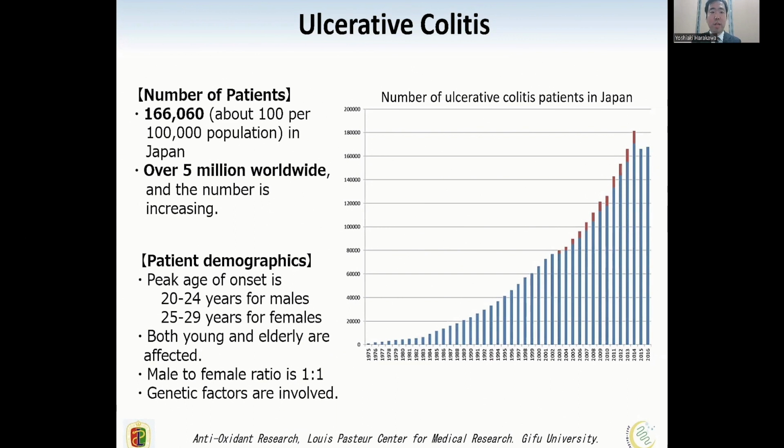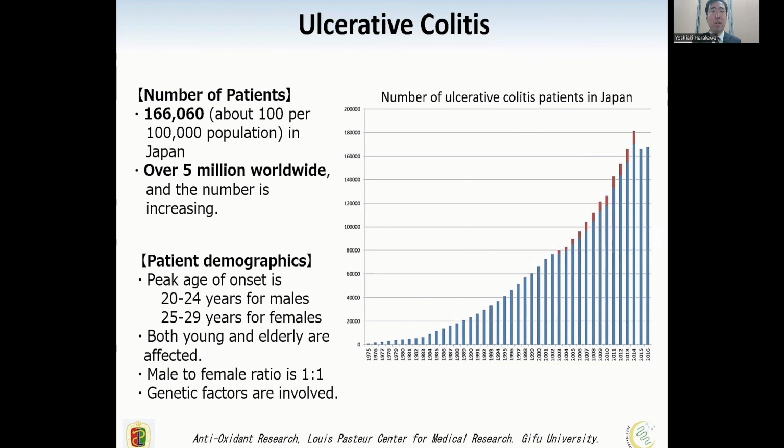The number of patients with ulcerative colitis is currently estimated to be more than 160,000 in Japan, which is about 100 patients per 100,000 population. The graph here shows the number of patients with ulcerative colitis, and as you can see, the number is increasing steadily. Furthermore, more than 5 million people are reported to be affected worldwide, and the number continues to increase too.